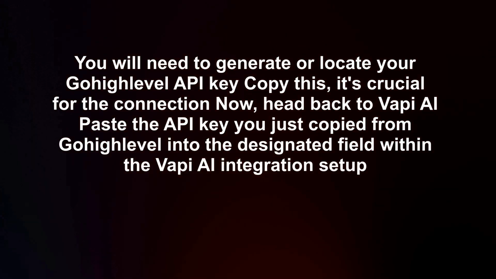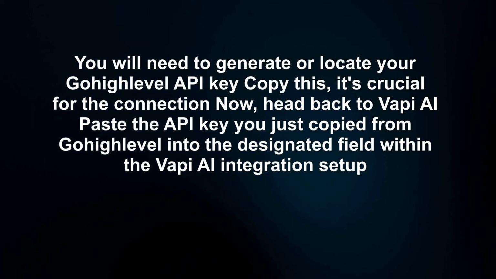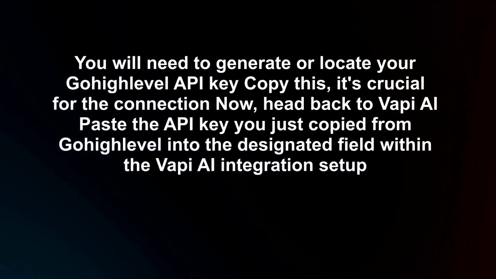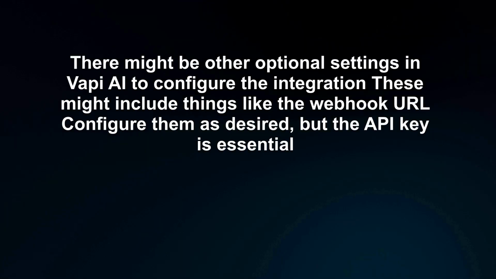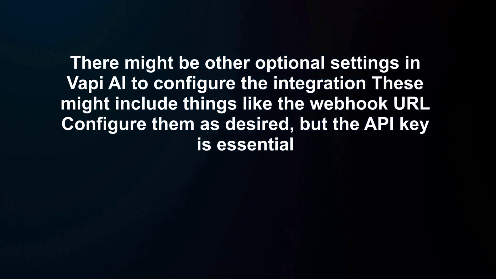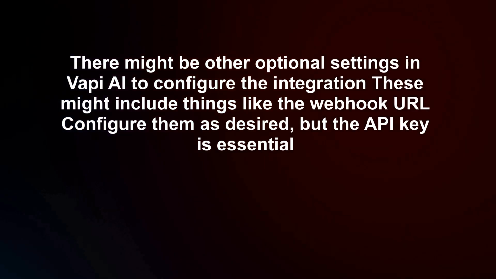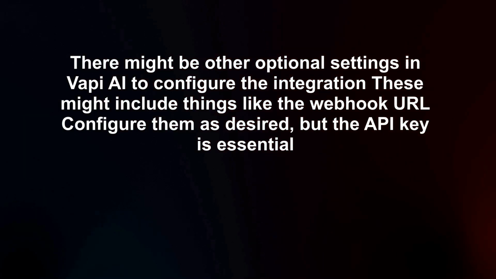Now, head back to Vapi AI. Paste the API key you just copied from Gohighlevel into the designated field within the Vapi AI integration setup. There might be other optional settings in Vapi AI to configure the integration. These might include things like the webhook URL. Configure them as desired, but the API key is essential.